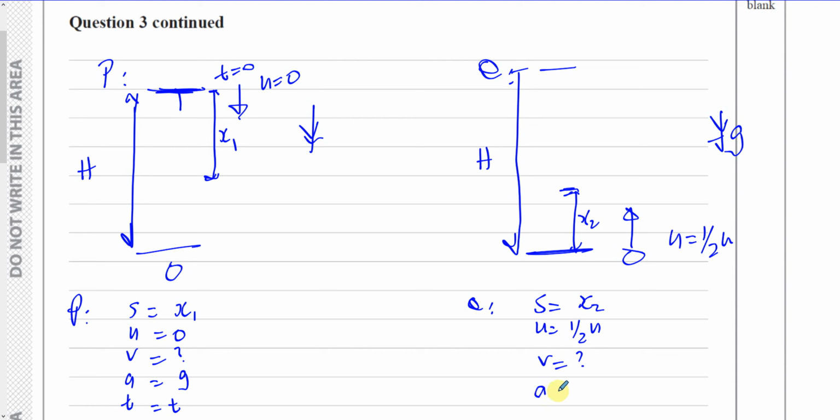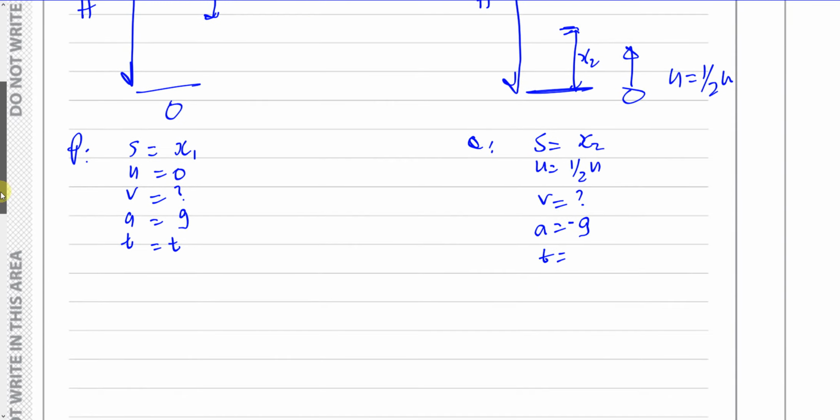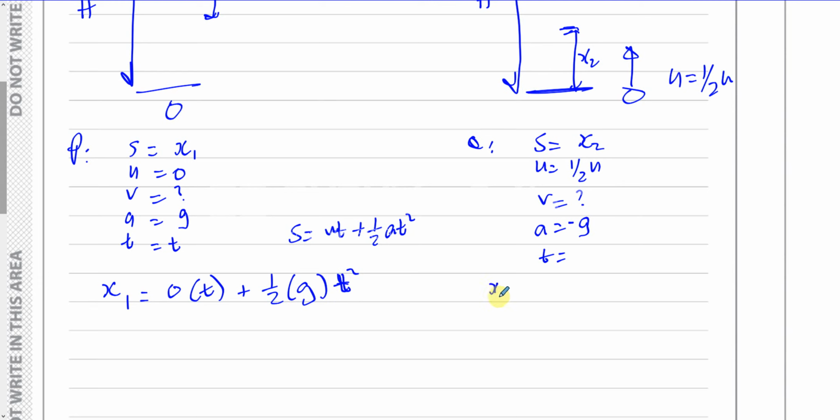So if we look at these two equations, s, u, a, and t, again, it's going to be s equals ut plus a half at squared. So x1 is equal to u, which is zero, times t, so that's going to be zero, plus a half times a, which is g, times t squared. Okay, that looks a bit more friendly than the last one, doesn't it? And this is x2, which is equal to a half u times t, plus a half times minus g times t squared. If you add them together, you get the height.